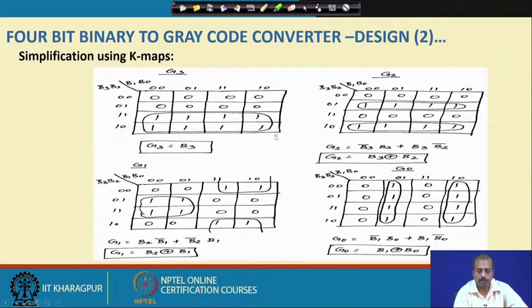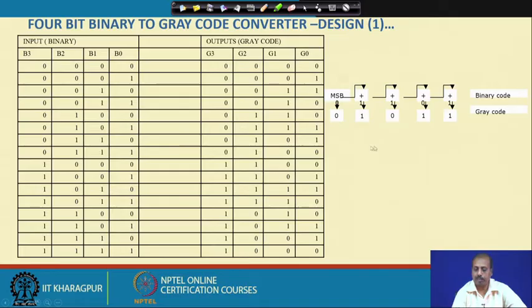So, here you see in the Karnaugh map we have done it like this, and if you do a grouping and do a minimization, then the equation that we get is G3 equal to B3. Similarly, for G2 the function turns out to be B3 bar B2 plus B3 B2 bar, which is nothing but B3 XOR B2. Similarly, G1 gives me B2 XOR B1 and G0 gives B1 XOR B0. So, this is as per the definition that we have here.